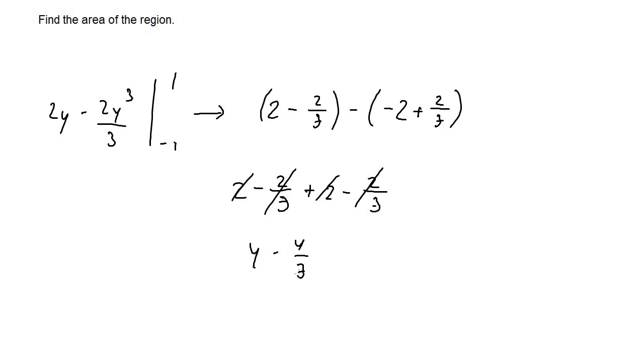In order to simplify, I'll combine those two terms to create one whole fraction. So 4 can be written as 12 over 3. So we have 12 over 3 minus 4 over 3, which gives us the final answer of 8 over 3. That's going to be the area in between those two curves.